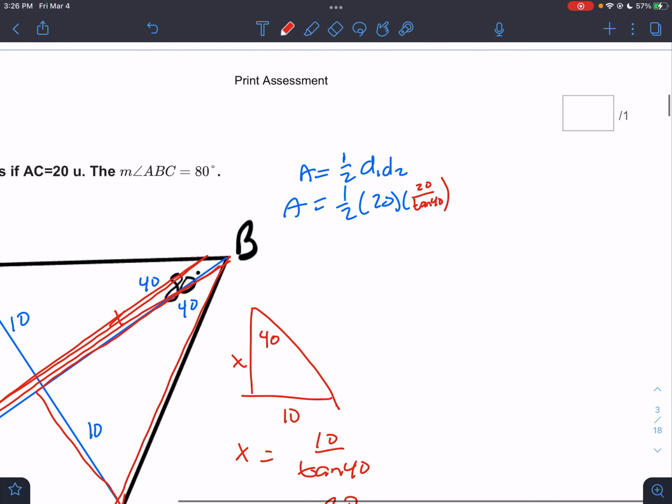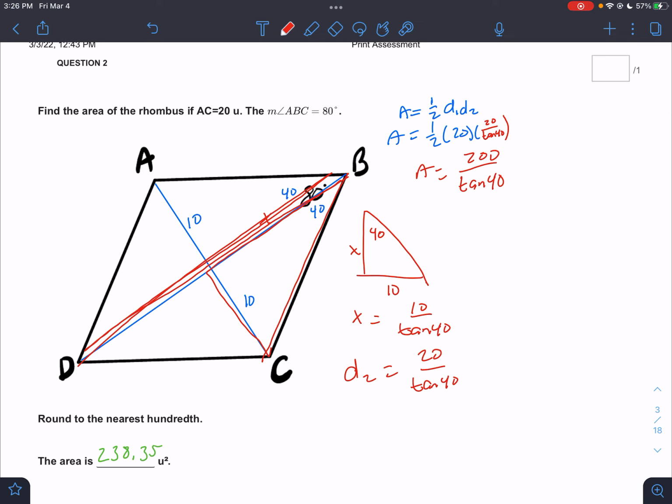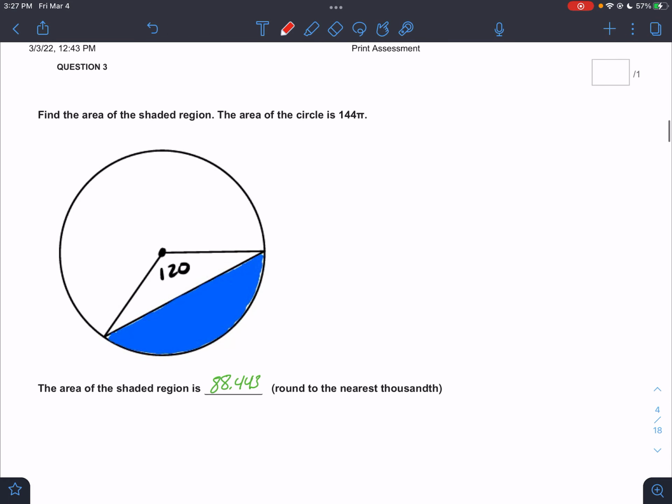So half of 20 would be 10, so that would be 200 divided by the tangent of 40. 200 divided by the tangent of 40, and I get 238.350. It says round to the nearest hundredth, so it would stop at 0.35. There we go. Number 3.